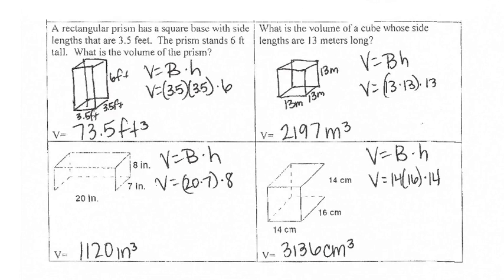For number 5, make sure you draw out a picture and always show your work. Your answer should be 73.5 cubic feet. Number 6, your answer should be 2,197 cubic meters. Number 7, your answer should be 1,120 cubic inches. And number 8, your volume should be 3,136 cubic centimeters.